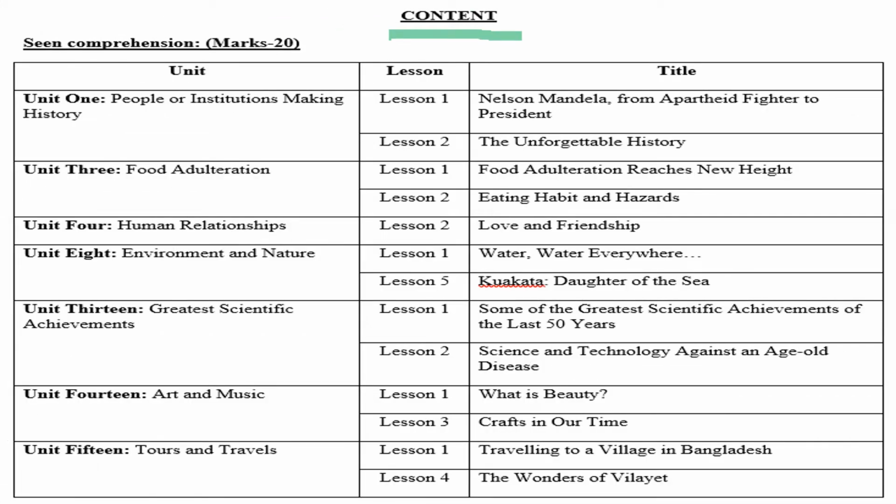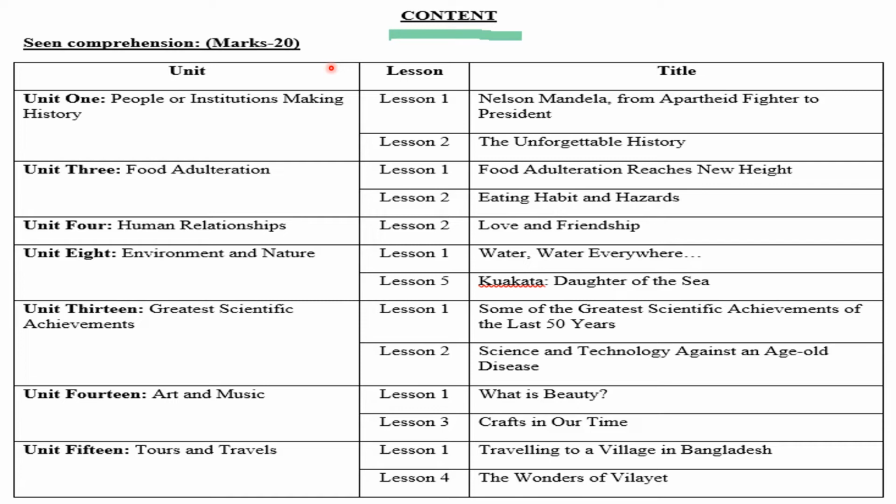Dear students, now we are going to our main topic, that means our syllabus. Here we call the syllabus contents, and what type of contents or topics you have to study for scene comprehension. It is one kind of test. Marks will be 20, though at different times marks may be less, sometimes 10, sometimes 15, sometimes 20.